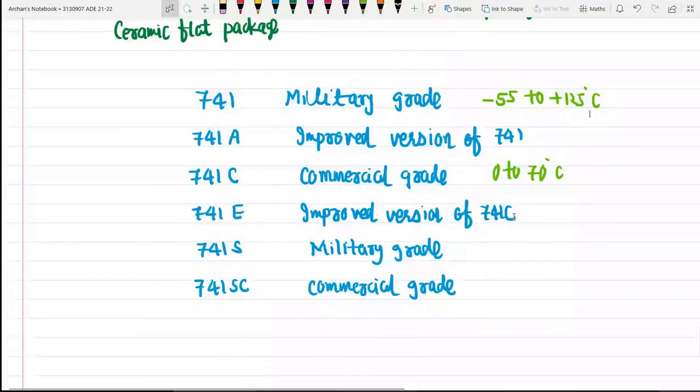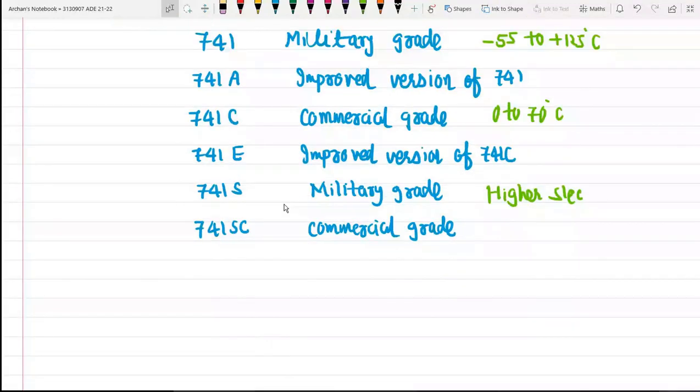For this 741S we have a higher value of slew rate, and in commercial grade also, we will have a higher value of slew rate. So these are the different classes of operational amplifier IC 741. This is one typical IC which is very widely used. Whenever we are going to design any analog electronic circuits, we will take this IC 741 for our circuits.